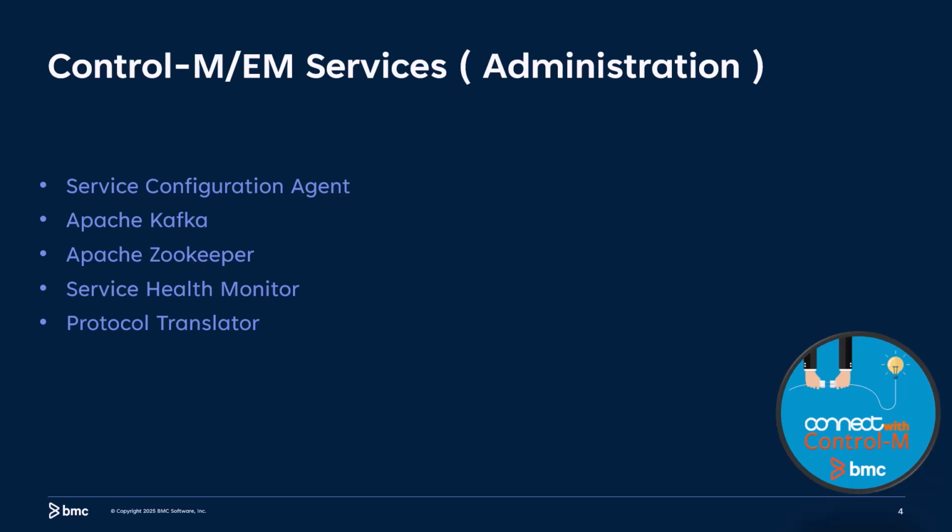These services are responsible for managing the whole set of services. Let's review each of them. The service configuration agent works as a watchdog process for all services. This process helps to monitor and send commands to all services by running the EM-SCA utility.